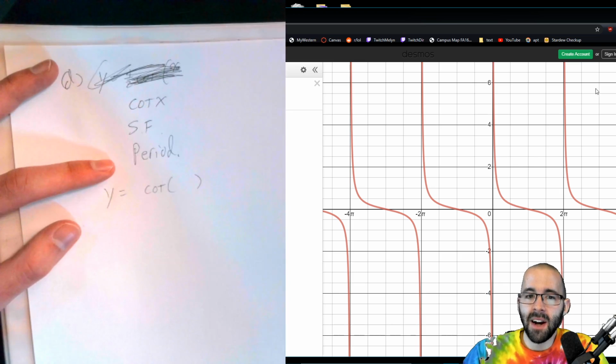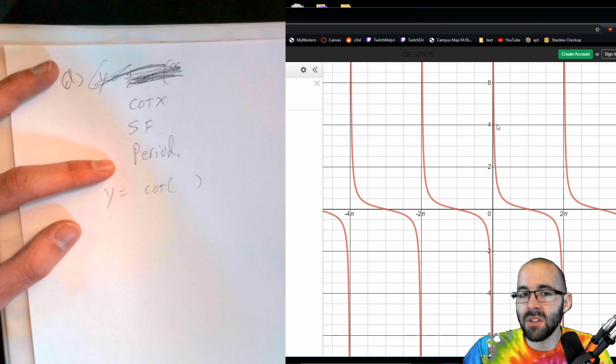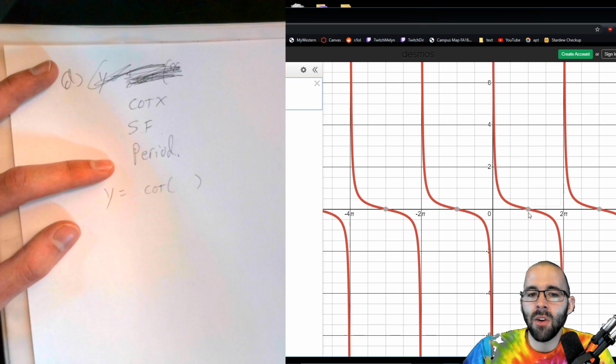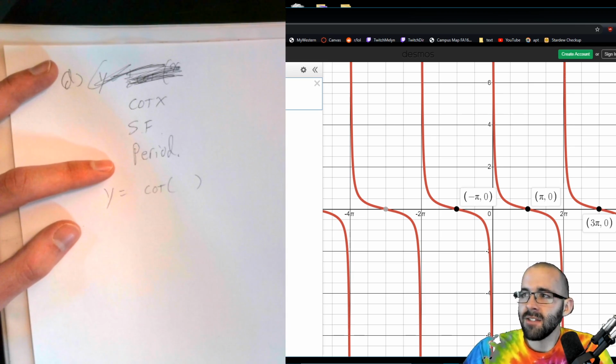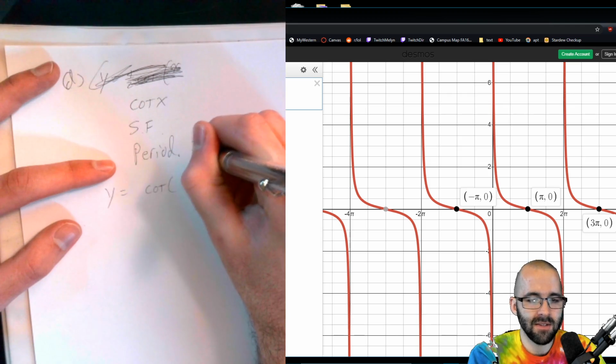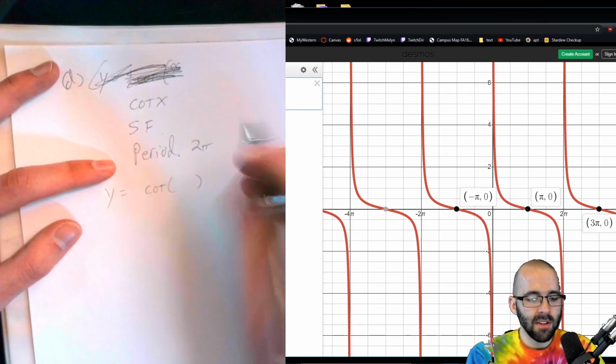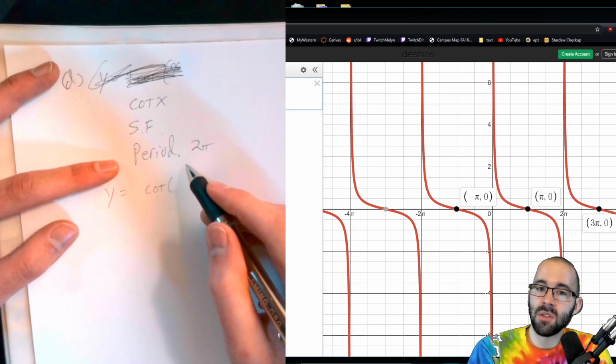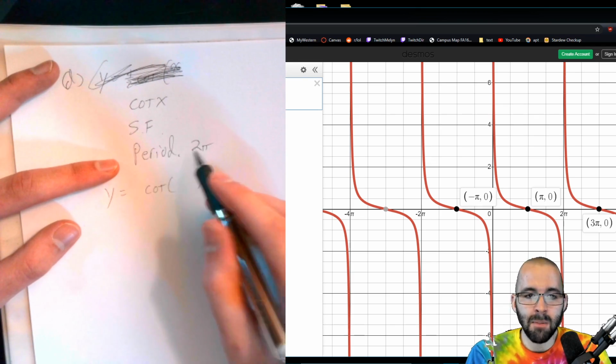Yeah, and the period's 2 pi. Exactly. For cosecant and secant, the asymptote's half the period, but for tangent and cotangent, the asymptote's the whole period. Or you could look at these points. How far is pi from 3 pi? And the answer is 2 pi. Very good. So the period is 2 pi. So if this were sine, cosine, cosecant, secant, that would mean that b is 1.